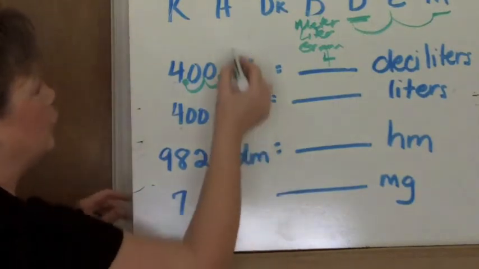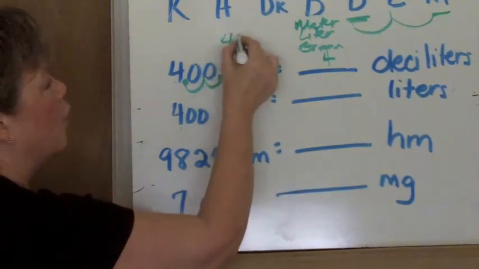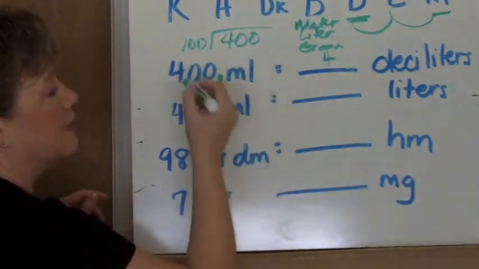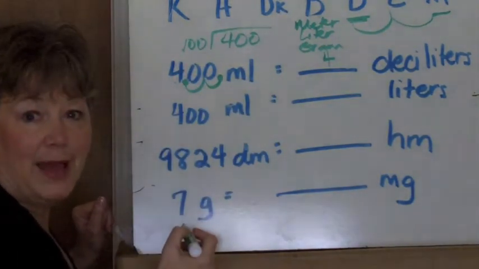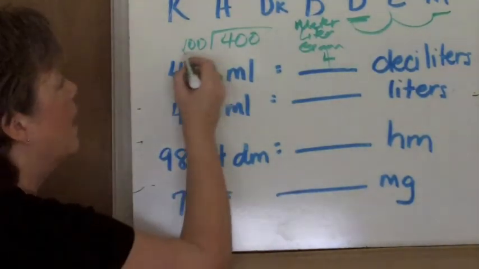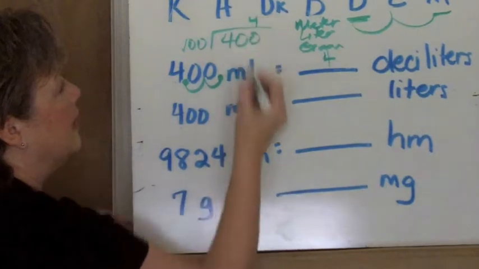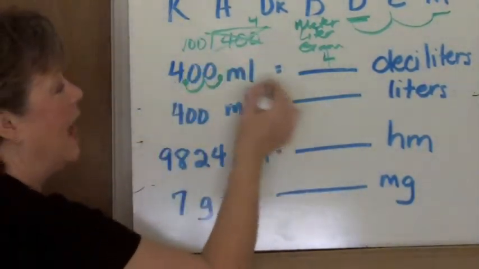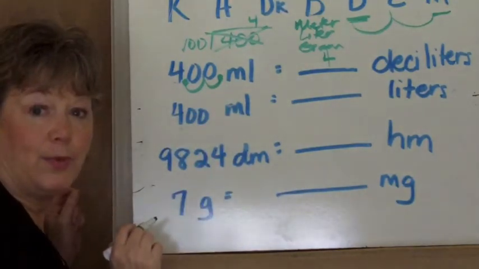I can prove that to you by doing what our chart said to do. Our chart would have said we're going over to the left, we must divide by 10 squared, or 100. 100 into 400 is 4. I didn't want to have to do all that dividing. I wanted to simply move it.